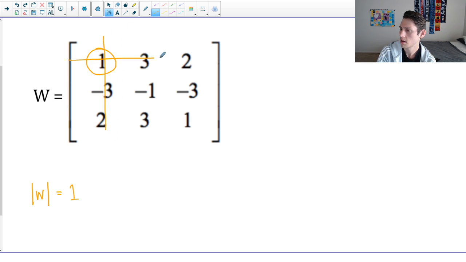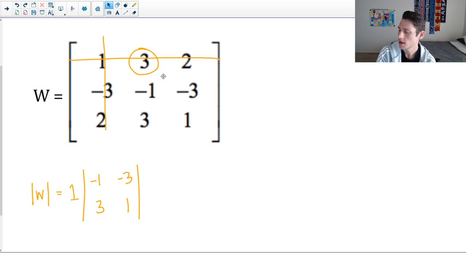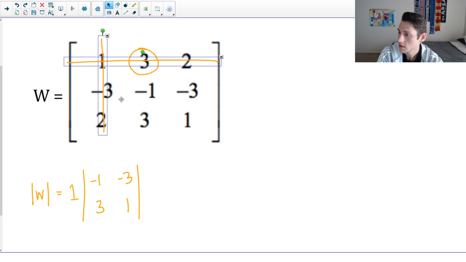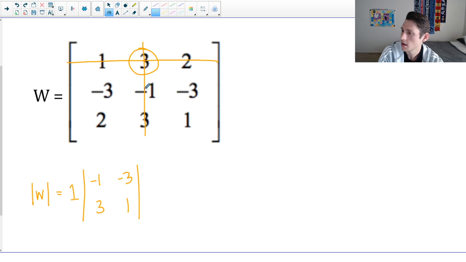And then we look at, all right, cross out the row, the column. What do we have? So the 2 by 2 is -1, -3, 3, 1. All right, now I move everything over. So now I'm looking at 3. And why does it always do this? Okay, I want to cross out that row, that column.